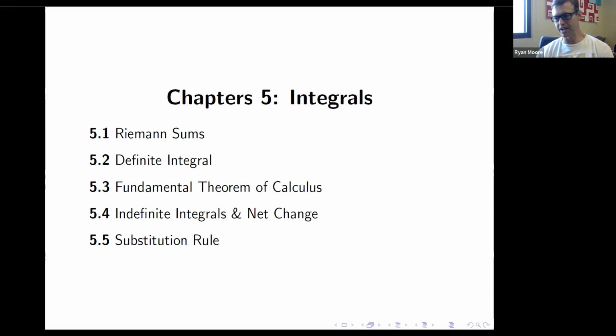The first two sections are really just there to build up to 5.3. So Riemann sums, which we'll talk about now, and defining the definite integral, those are going to serve as stepping stones to where we really want to be, which is 5.3, the fundamental theorem of calculus.